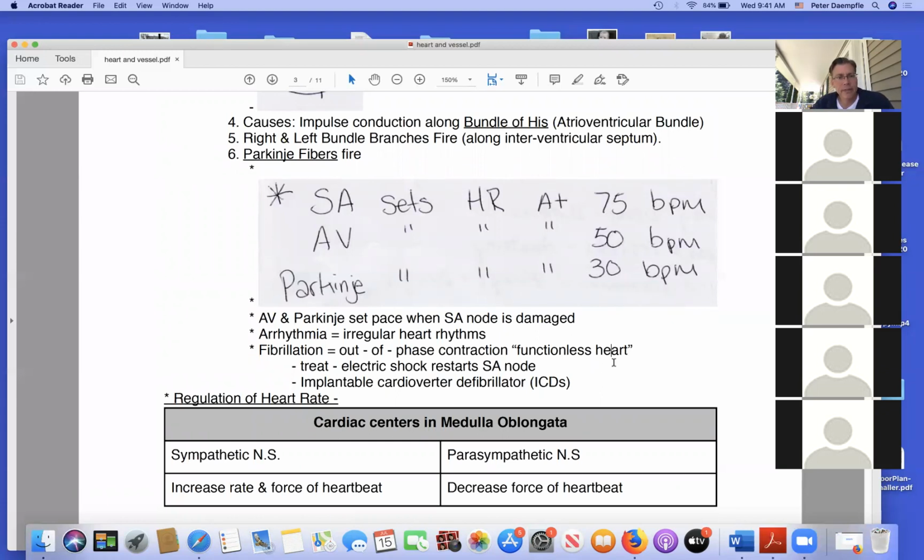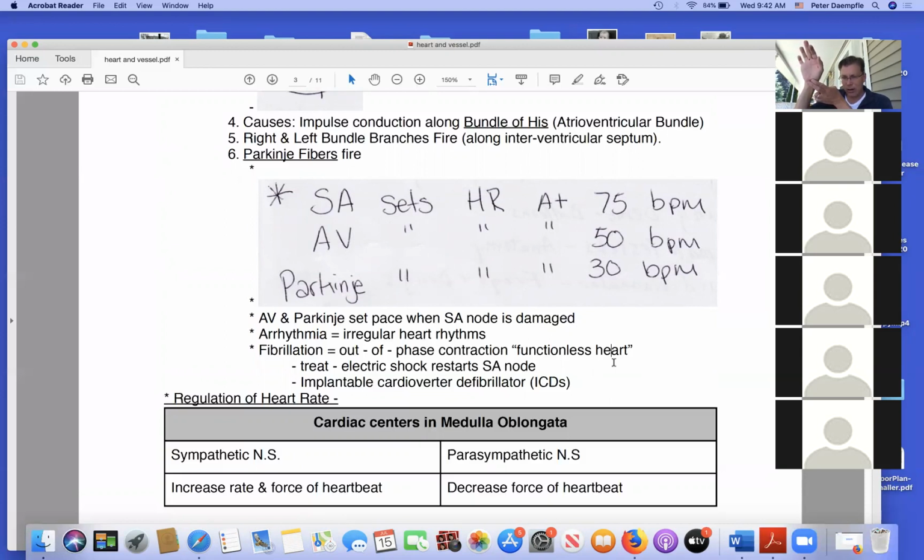Let me just note that the SA node sets the beat at between 60 and 80 beats per minute. I wrote down 75, but the normal beats are 60 to 80 beats per minute. Here's how to test your heart. Check your heart rate. Take your two fingers, not your thumb because it has its own beat. Take your two fingers and go right here by the thumb. And that will give you the number of beats per minute. And if you're between 60 and 80, that's normal. That's your resting heart rate.